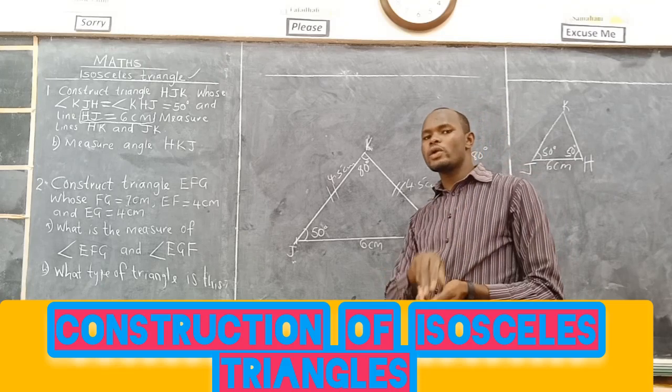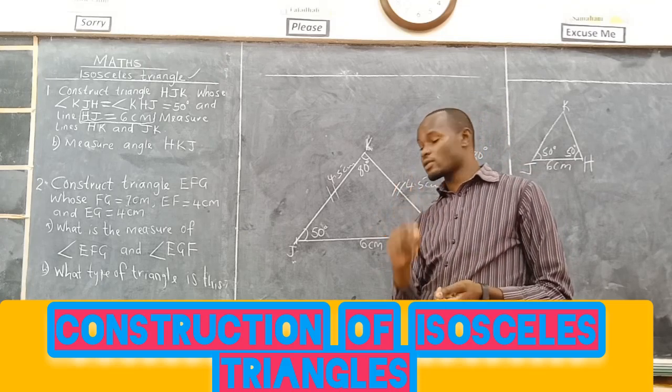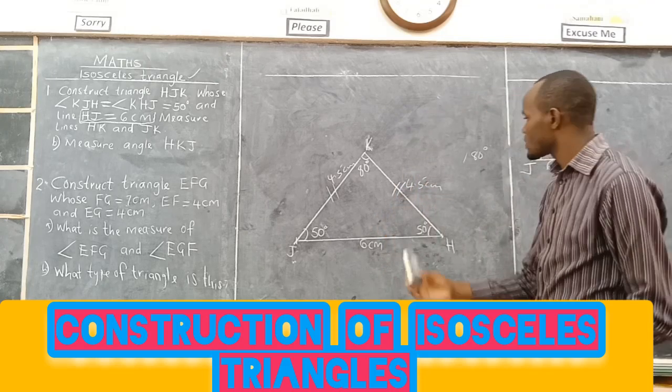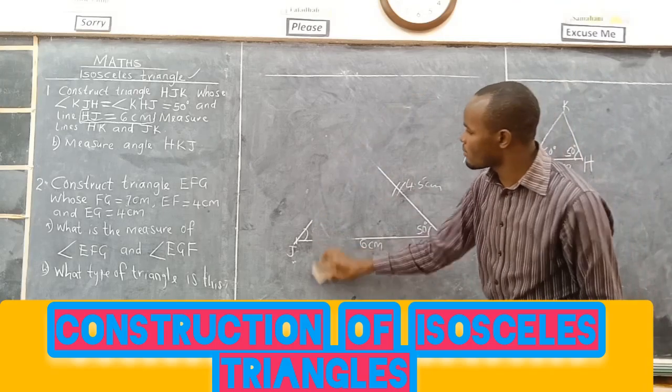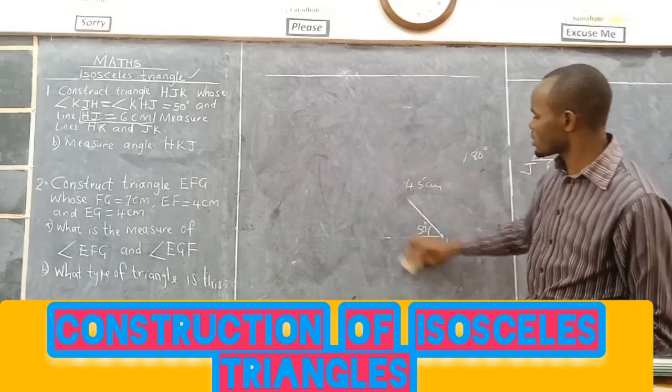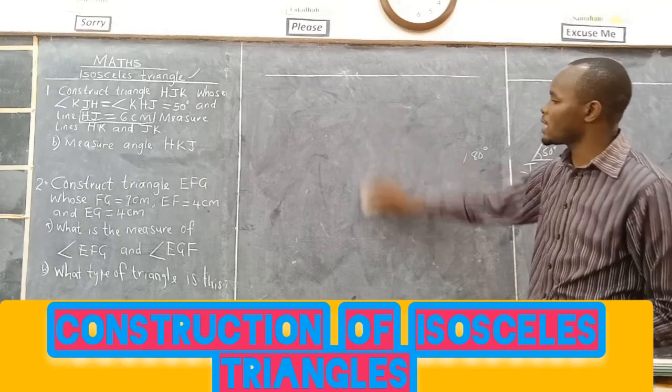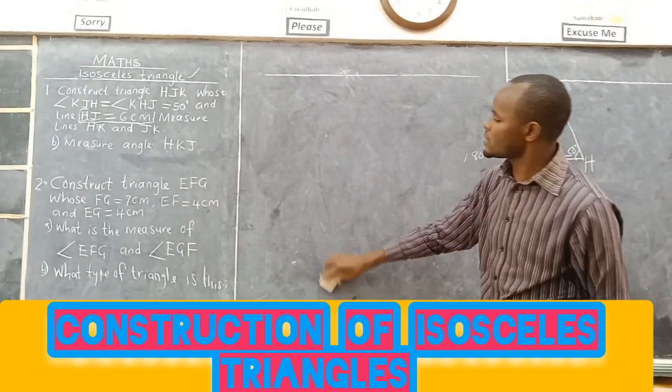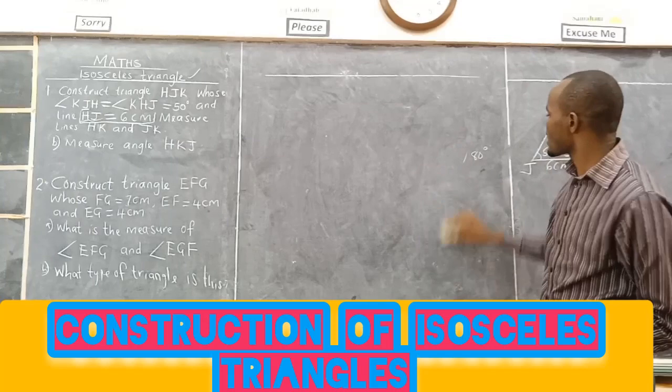The next question, we are going to move slowly together so that you understand completely. So we are now doing question number 2. So we are saying the angle here is 80 degrees and the lines are equal.